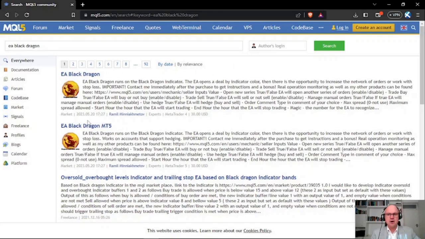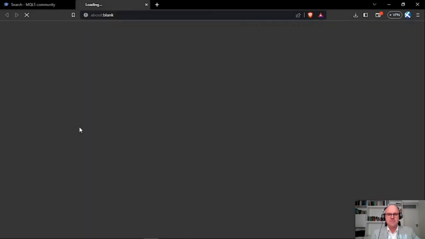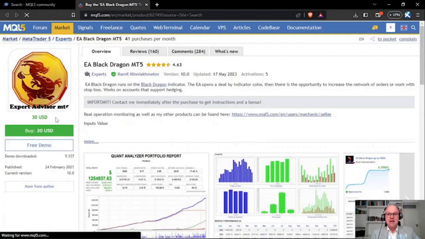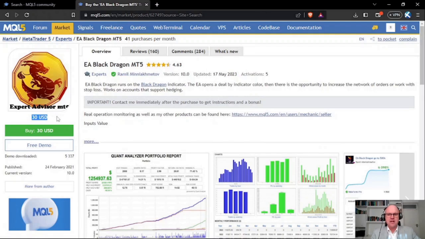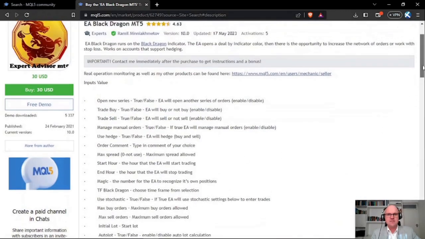However, you will see that the bot is available for both MT4 and MT5, and it will currently set you back $30 to purchase this expert advisor. Now, the expert advisor runs on the indicator called Black Dragon, so I am going to download the demo version and test the expert advisor and using the indicator. Now, it isn't necessary to have the indicator to do the testing, so I'll also show you how to do that.